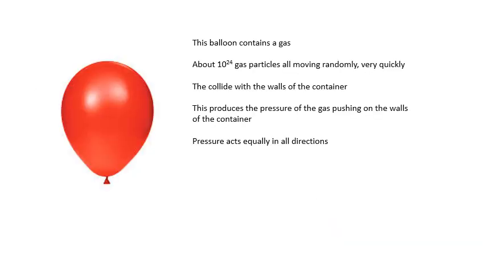Now, this balloon contains a gas. There is a huge number of particles in a balloon like that, 10 to the 24. So 1 and 24 zeros, that's a crazy big number of gas particles, all moving randomly in terms of their directions and in terms of how much kinetic energy they've got, very, very quickly. The average speed here is about 500 meters per second, and they are banging into the walls of the balloon, the internal walls of the balloon.